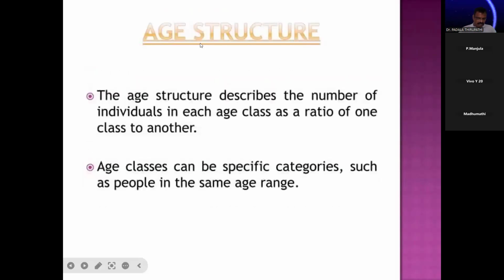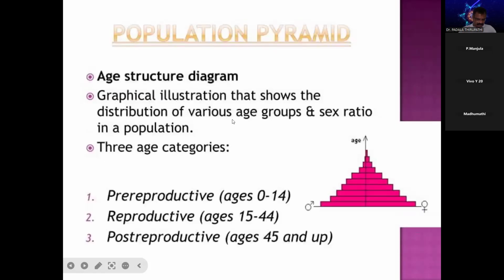The other one is the age structure, which describes the number of individuals in each age class as a ratio of one class to another. These age classes can be specific categories, such as people in the same age range. There are three categories of age structure: pre-reproductive, ages 0 to 14; reproductive, ages 15 to 44; and post-reproductive, 45 and above. So these are the age structures.